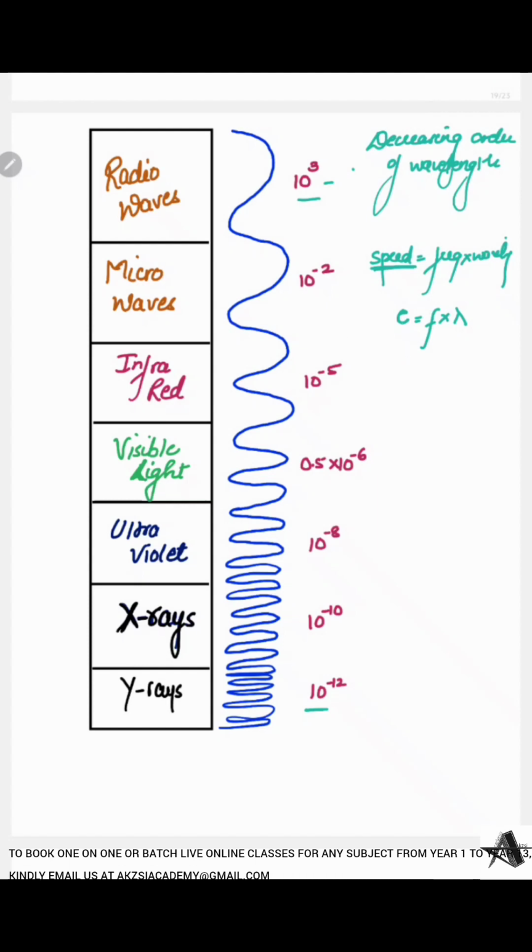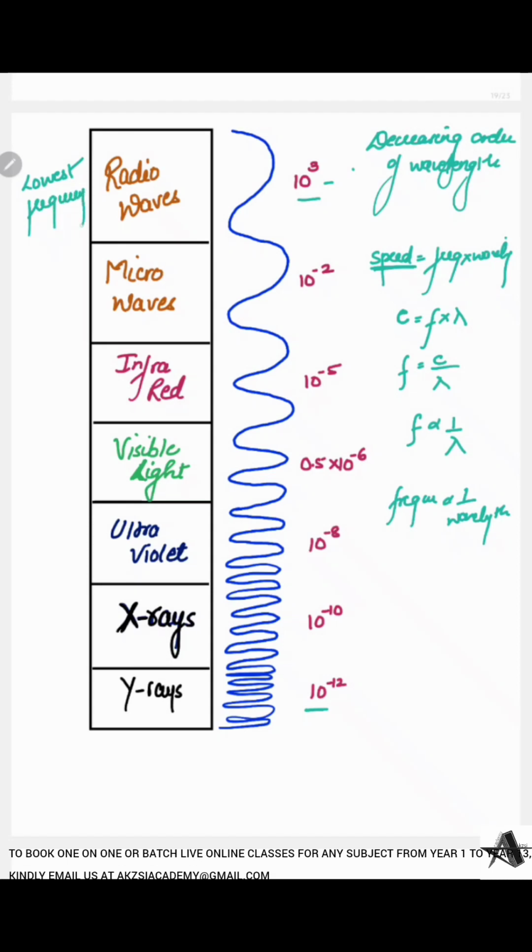So I can say frequency is equal to c over lambda, or frequency is inversely proportional to lambda. If something is constant, we can directly convert it into proportionality. Simply, frequency is inversely proportional to wavelength. It means the one which has the highest wavelength will have the lowest frequency, and the one which has the lowest wavelength will have the highest frequency. This radio wave has the highest wavelength, that means it will have the lowest frequency.